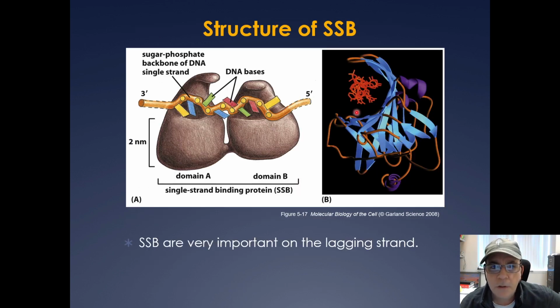Here's the structure of the single-stranded binding proteins. Here's just sort of a schematic of it with the DNA sort of sticking out. There's 2 domains. And here, if you're sort of looking down it with the ribbon diagram, it just holds the DNA in single-stranded form. And these become very important as the lagging strand is actually looped out of the whole replication complex.